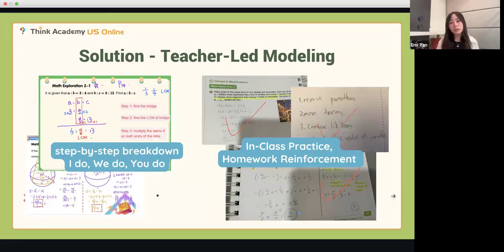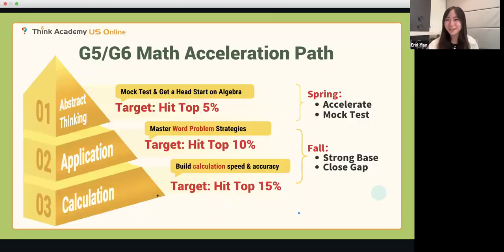So one solution here is to actually focus on teacher-led modeling during the class. In our classroom, the teacher is going to provide you with a step-by-step breakdown, which is the I do, we do, and then you do, in a typical classroom in America. And we also have a lot of in-class practice together with homework reinforcement. So a lot of practice going on with the teachers and without the teachers, or with the parents.